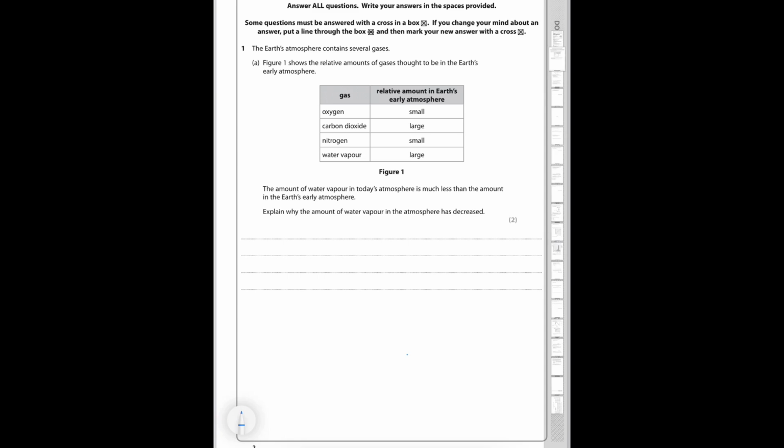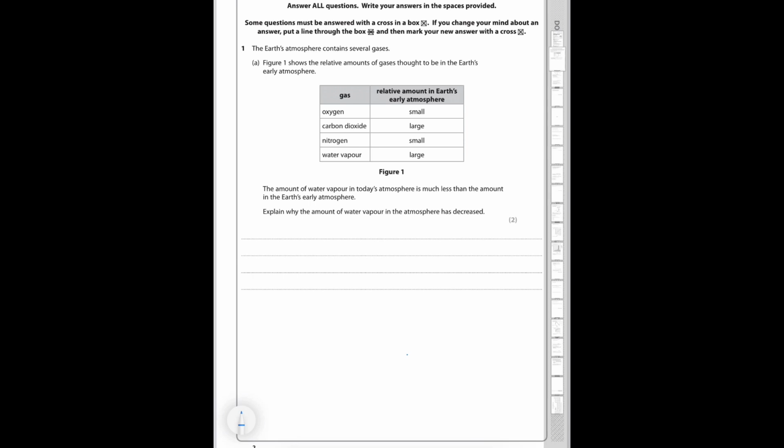In question 1, we're told that the Earth's atmosphere contains several gases. Figure 1 shows the relative amounts of gases thought to be in the Earth's early atmosphere. So we had oxygen in small amounts, carbon dioxide in large amounts, nitrogen in small amounts, and water vapour in large amounts. The amount of water vapour in today's atmosphere is much less than the amount in the Earth's early atmosphere. Explain why the amount of water vapour in the Earth's atmosphere has decreased.